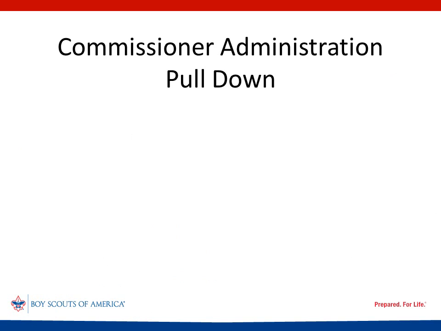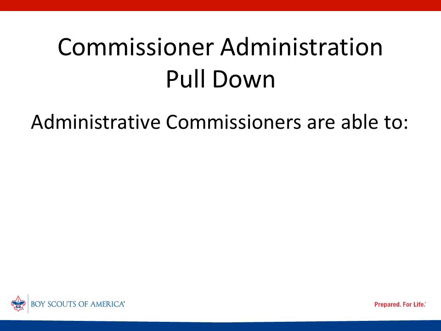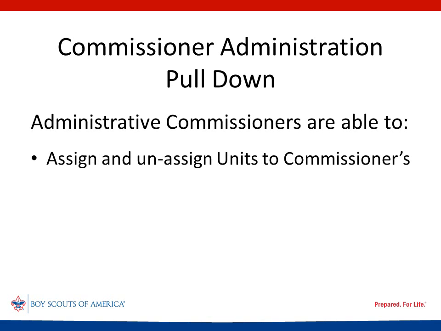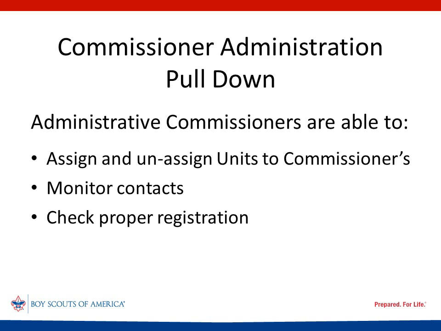Administrative commissioners have access to Commissioner Administration. Administrative commissioners include all commissioners except unit commissioners and assistant roundtable commissioners. Specific functions that administrative commissioners can do include assign and unassign commissioners to units, monitor individual commissioner performance by looking at their contact history, and verify the commissioner role assigned to a specific commissioner.